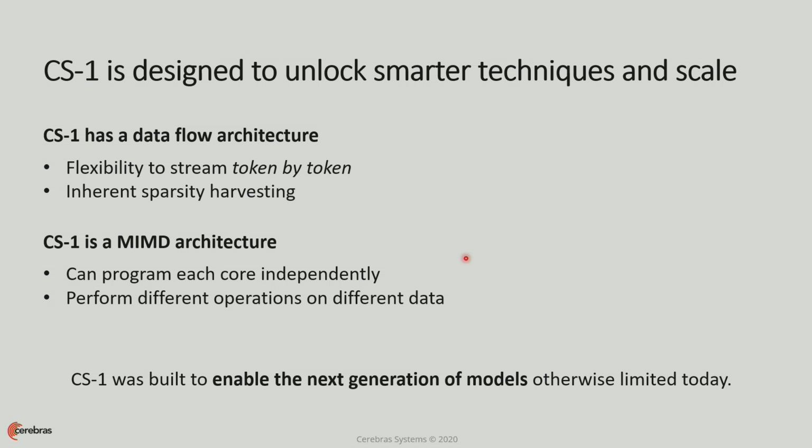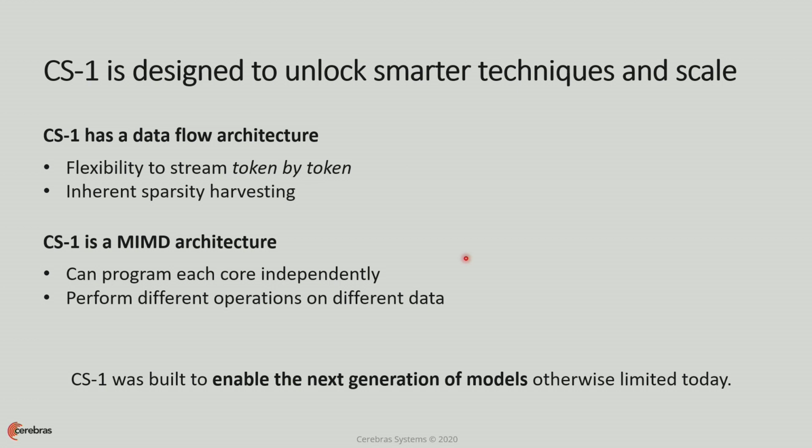First is the wafer scale engine. CS1 is essentially a data flow architecture. So we have the flexibility to stream data at a very fine granularity. We can stream data token by token. We can stream data pixel by pixel for images. And it makes it very easy to harvest sparsity. It also makes it very easy to adjust for irregular shapes of tensors where we do different operations.